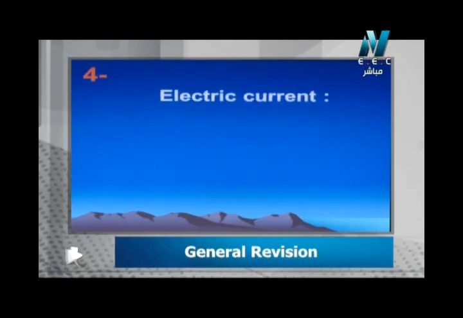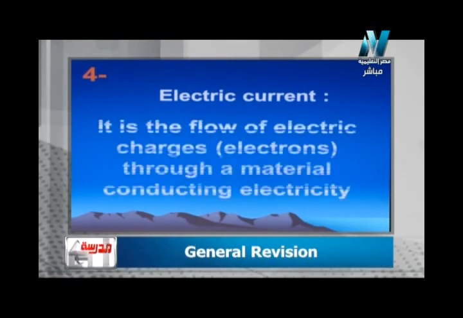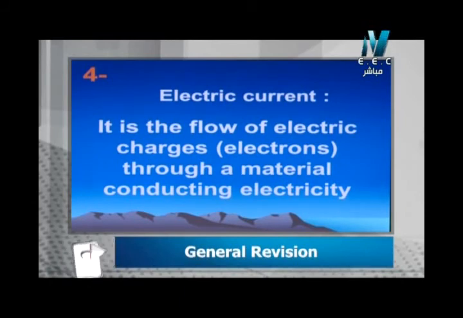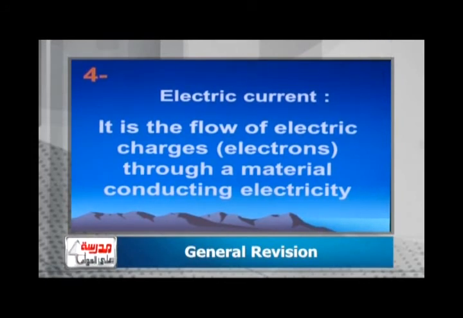Electric current, التيار الكهربي. We must differentiate between electric current and electric circuit, التيار الكهربي والدائرة الكهربية. Electric current is the flow of electric charges or electrons through a material conducting electricity. هو سيل من الشحنات الكهربية اللي بنسميها electrons داخل مادة موصلة للكهرباء, for example, the electric wire or the copper wire and so on. So again, electric current is a flow of electric charges, electrons, through a material conducting electricity.